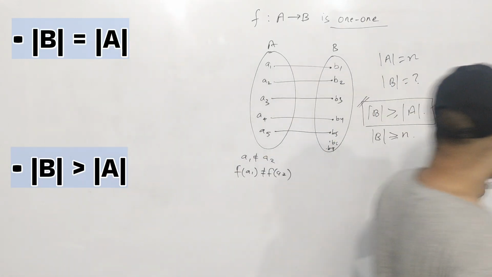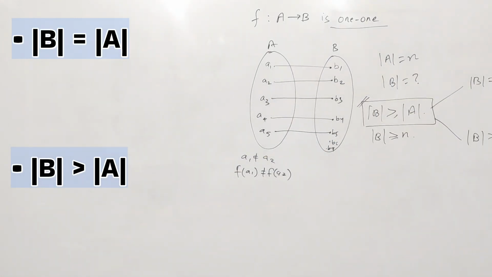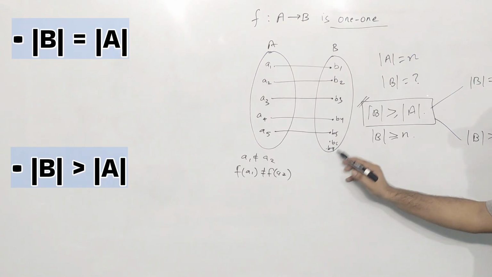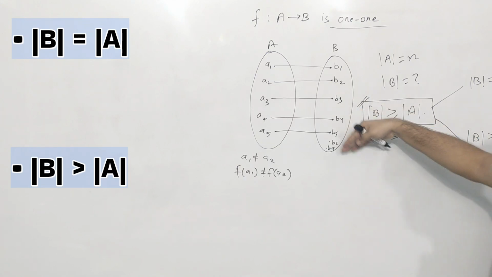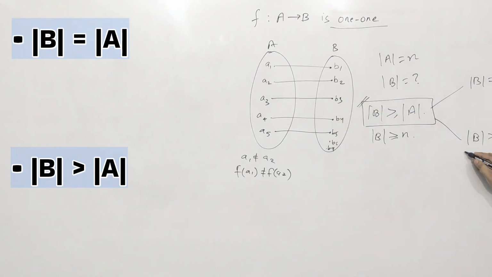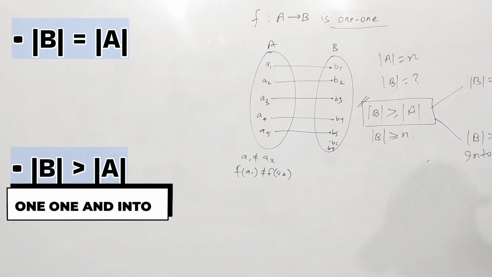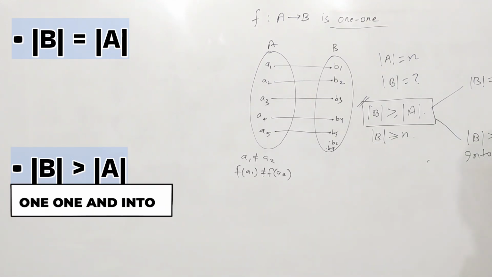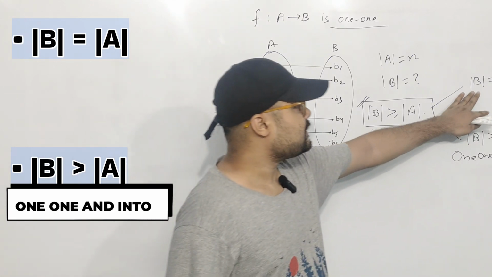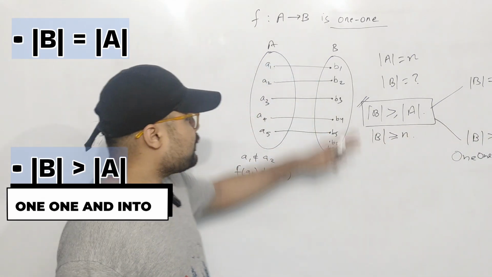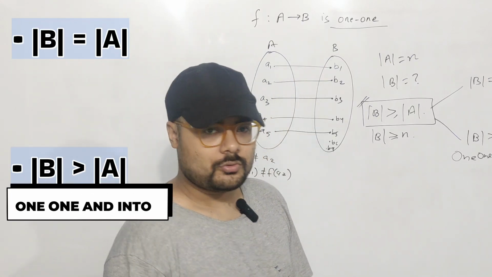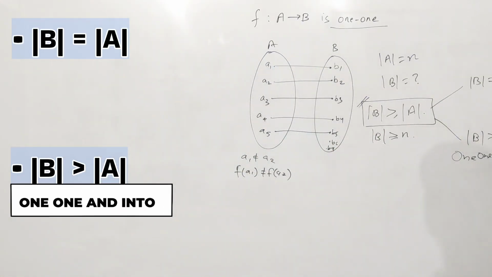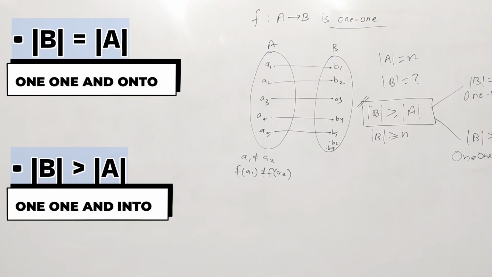When the number of elements in B is greater than the number of elements in A, what does it mean? It means there are some elements that don't have any pre-image. It means that your range is a proper subset of your codomain. It means it is an into function. It means 1-1 and into. Now if the number of elements in B is equal to the number of elements in A, it means that all of those elements have a pre-image, and so the range is equal to the codomain, and so in this case it is 1-1 and onto.